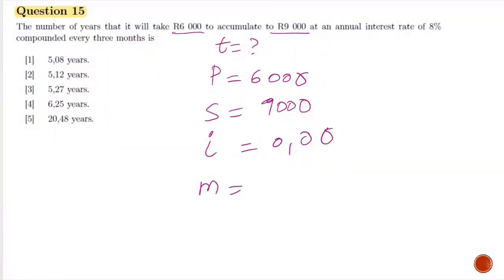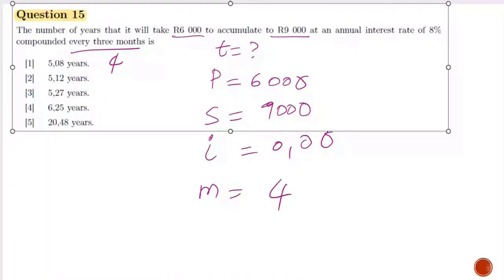How many times per year? How many 3 months periods do you have in a year? You've got January, February, March, that is first 3 months. April, May, June, that is the second 3 months. July, August, September, that is the third 3 months. October, November, December, that is the fourth 3 months. In other words, when they're saying every 3 months, that means quarterly. This thing is compounding 4 times because you've got a group of 4 threes. So that's how you know your M is equal to 4 and not 3.